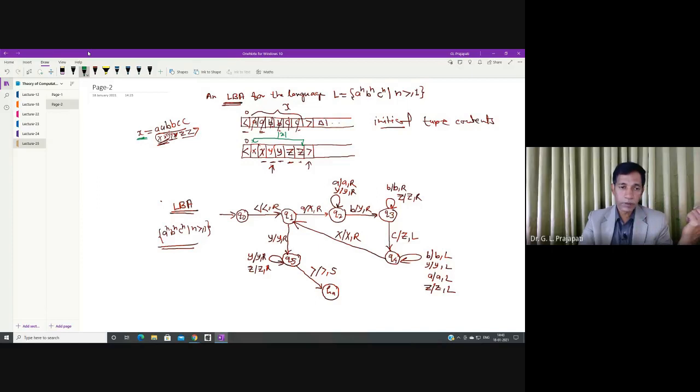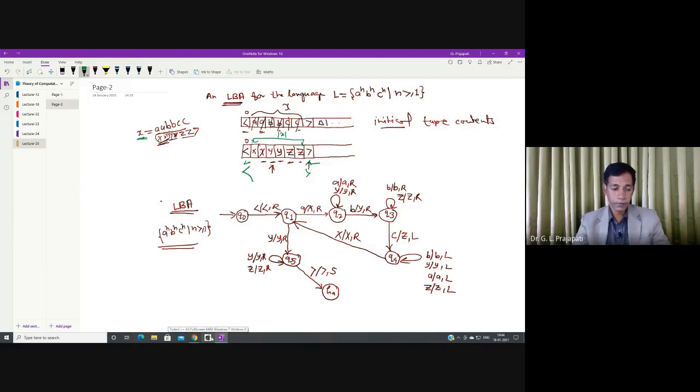So for this case the length of the input is 6, and you can work within these 6 squares, which can be written with different symbols. Besides these 6 squares, you have 2 squares which are the boundary of this input. So your input is bounded by these 2 symbols: the left angular bracket and the right angular bracket.